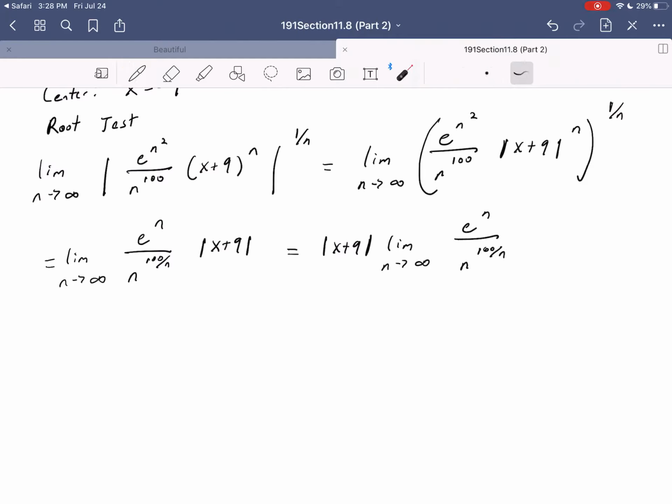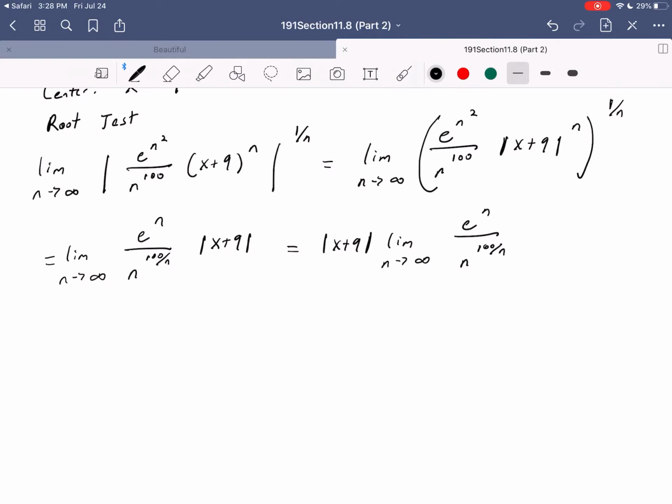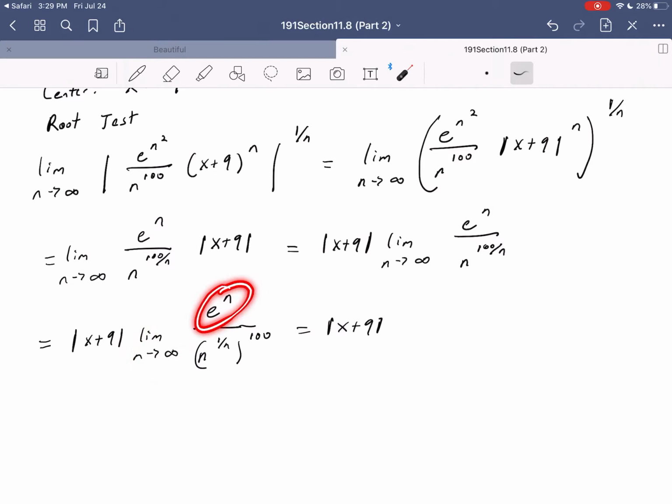Okay, standard trick with root test, we need to rewrite this in terms of an n to the 1 over n limit. So absolute value x plus 9, limit n goes to infinity, e to the n over n to the 1 over n, and then all to the 100. Now this is nice and easy. This is going to be x plus 9 in absolute value. As n goes to infinity, this part up here is going to be approaching infinity. So I guess we should be careful. Let's give that a little arrow there. And then down here, this is going to be approaching 1 to the 100.